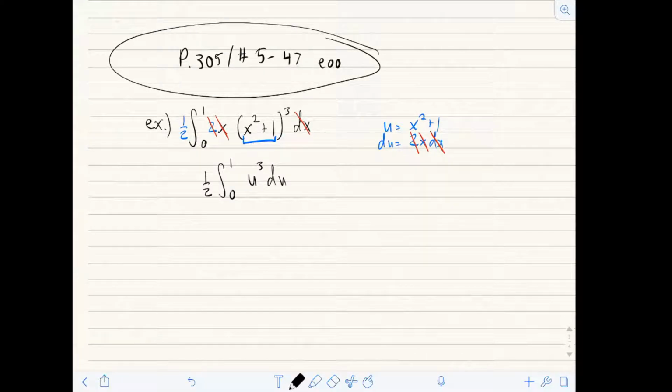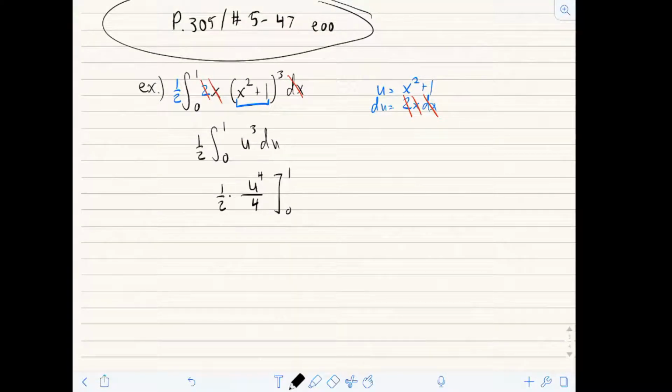Now I'll do my integration as I would before. So I'd say u to the fourth over 4 with the 1/2 still on the outside, going from 0 to 1. Now remember, the 0 to 1 was in terms of x. Since I switched over to u, I need to revert it back again. So I'm going to write this as (x squared plus 1) over 8 from 0 to 1.